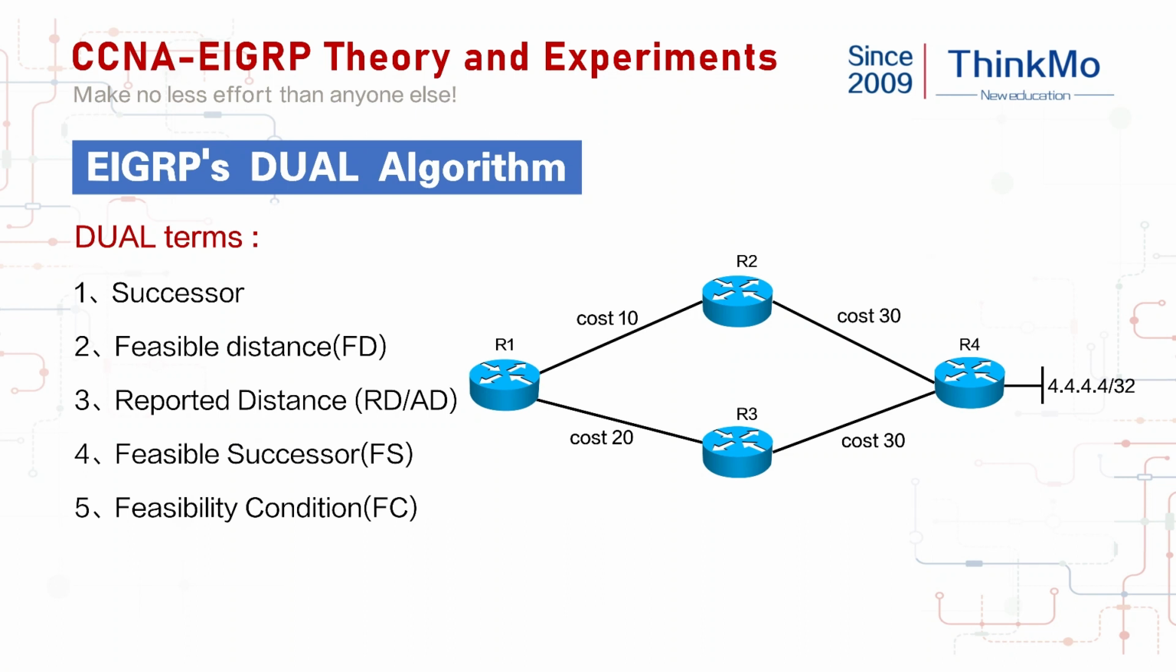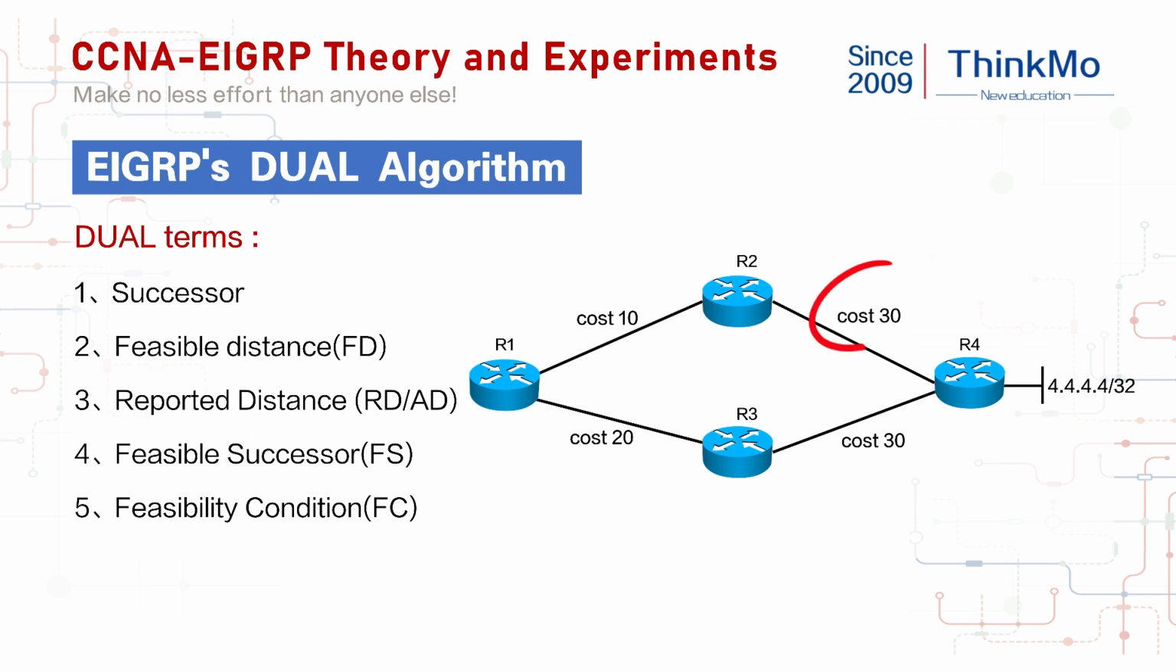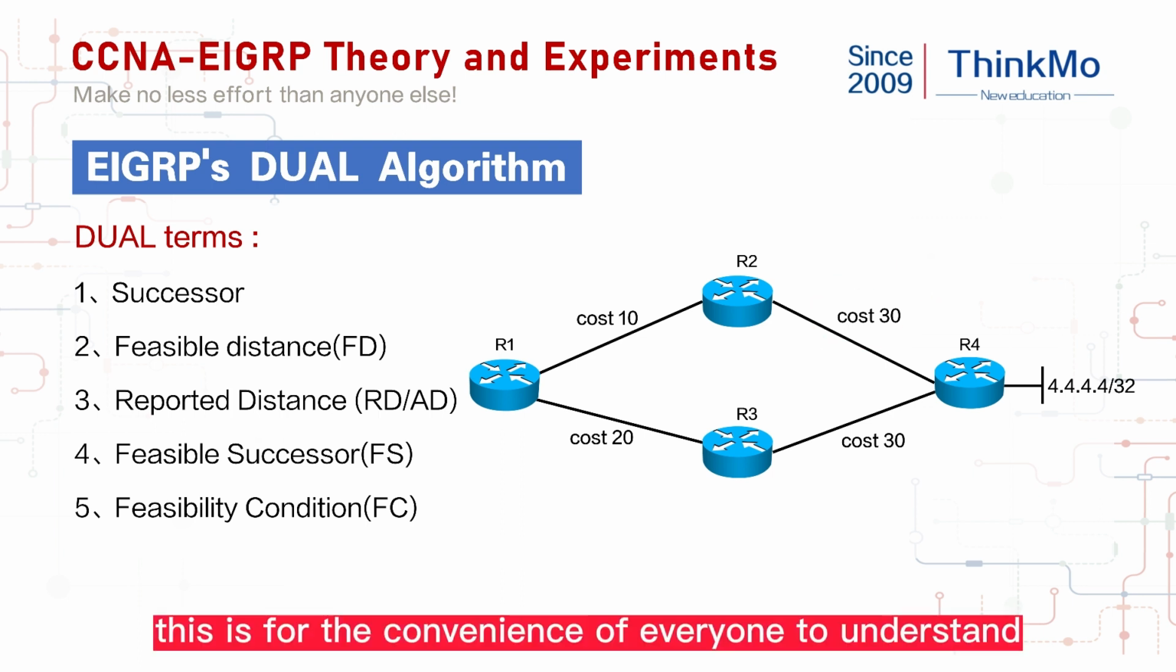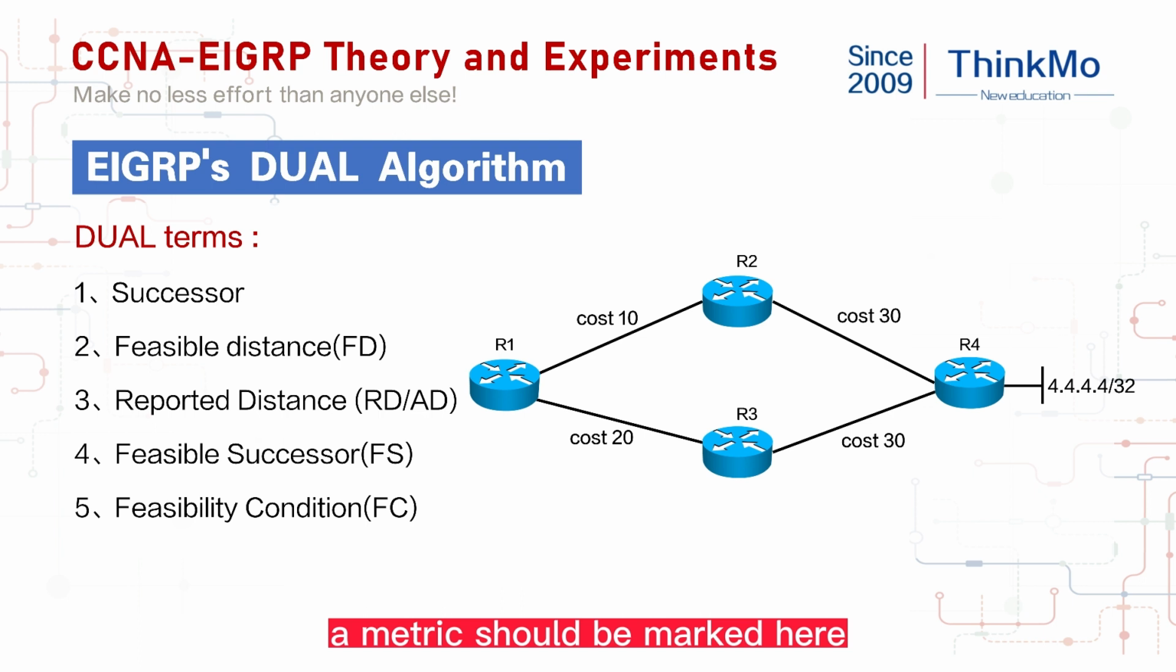Okay. Next we look at some terms. I ask everyone to listen carefully. These things you have to remember. First look at the successor router. A cost is identified here. This is for the convenience of everyone to understand. Actually, strictly speaking, a metric should be marked here, because it is not called cost in EIGRP. It is called metric. But the meaning is the same.